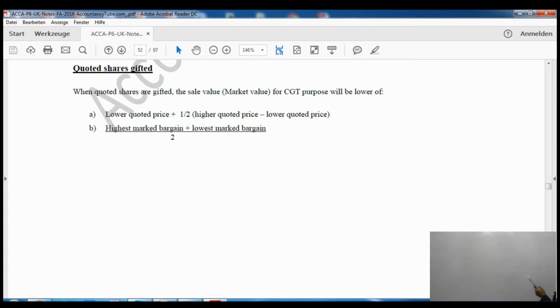Next one says quoted shares. Now whenever you have gifted some quoted shares, what is the way to calculate? Obviously when you're gifting something, you are not charging anything from them. Although you're not charging anything, for capital gains purposes the sales proceeds will be the market price of that gift, whatever it may be. So when quoted shares are gifted, the sales value for capital gains purposes will be the market value, and we'll take the lower of these two.